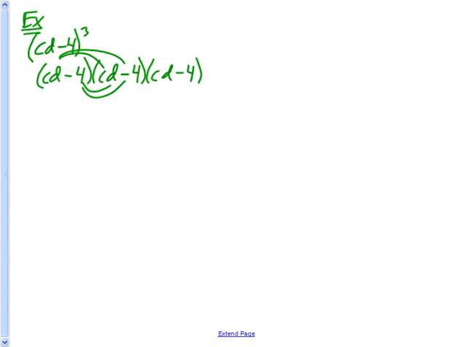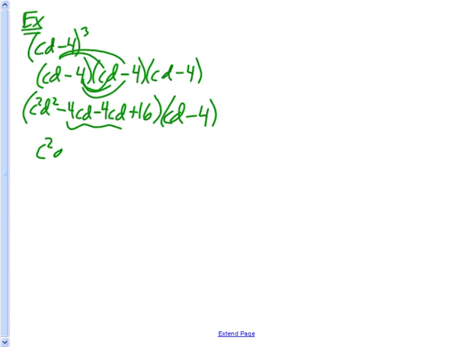So you got cd times cd, that's c squared d squared. Now cd times that -4, so those outer ones, minus 4cd. Now you got this inner, -4cd, another one. And finally -4 times -4 is plus 16. Of course we got this cd minus 4 still, right? Combine those. So c squared d squared minus 8cd plus 16. You still get the cd minus 4, right?